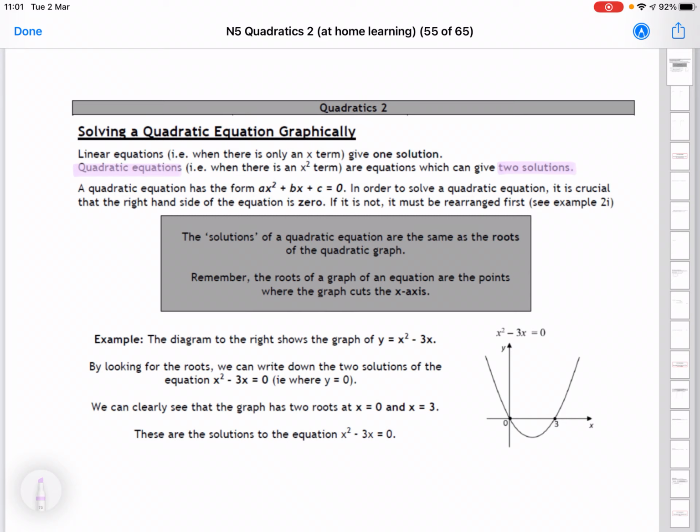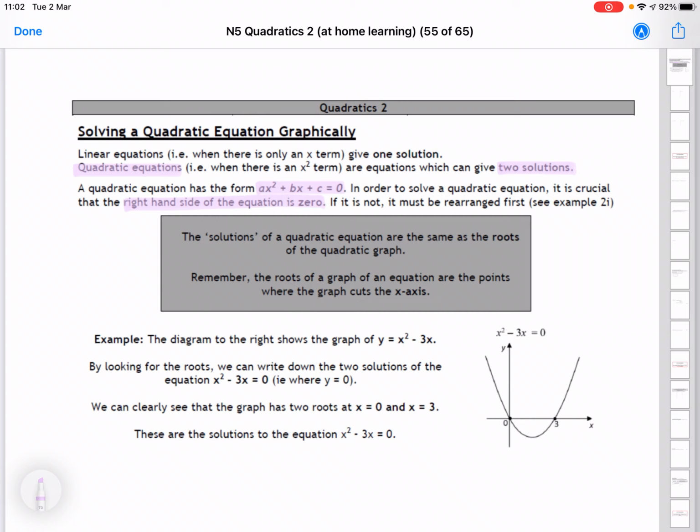A quadratic, you'll remember this from when we did sketching, is in the form ax squared plus bx plus c equals 0. So it's got to be an equation with an x squared term in it. If we are solving quadratics, you must have the right-hand side of your equation as 0. So it has to be something x squared plus something equals 0. If it's not, you need to rearrange your equation first of all, and we will get to that when we go through some examples today.